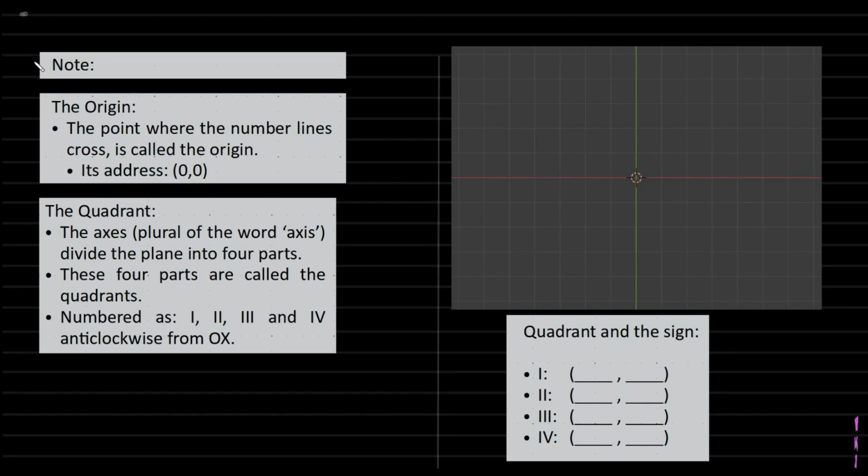There are a bunch of things that we need to note down. We'll begin with origin. Origin, as you know, is a point wherein you have your axes meeting, the number lines meeting. It is represented by O and its address is 0, 0. That is, we need not move anywhere. The origin is there.